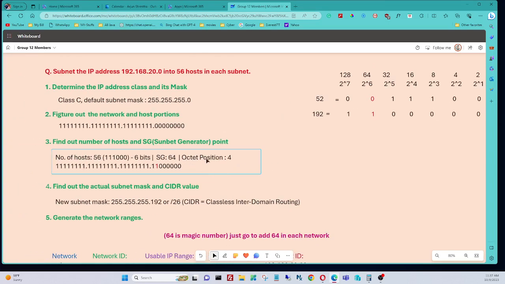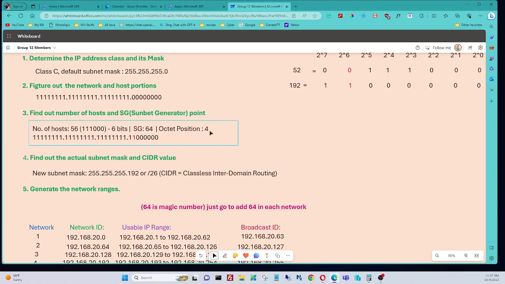And what is the octet position, which octet you can change. So we know that this is the first octet, this is the second octet, this is the third octet, this is the fourth octet, right? So you can only change the 4th octet in class C. This is 100%, you have to memorize that, right? You always have to memorize this one. So always if you get class C IPs, you always have to change the 4th octet. That's why I wrote here, octet position is 4. This position you can change.